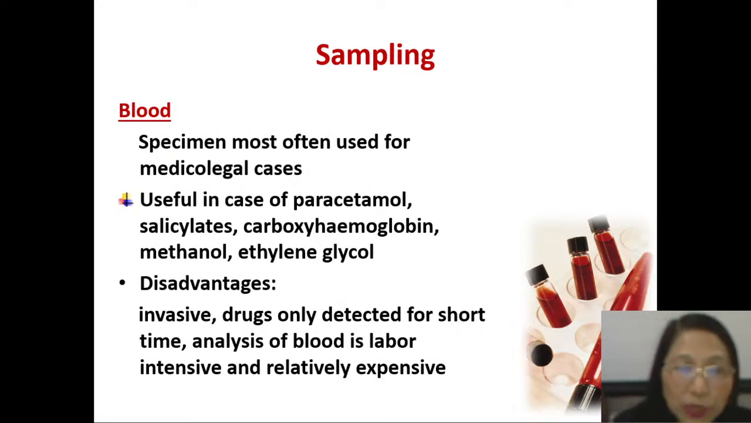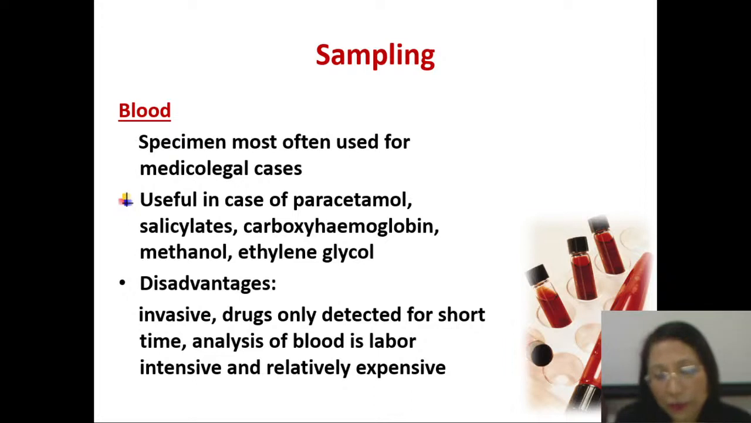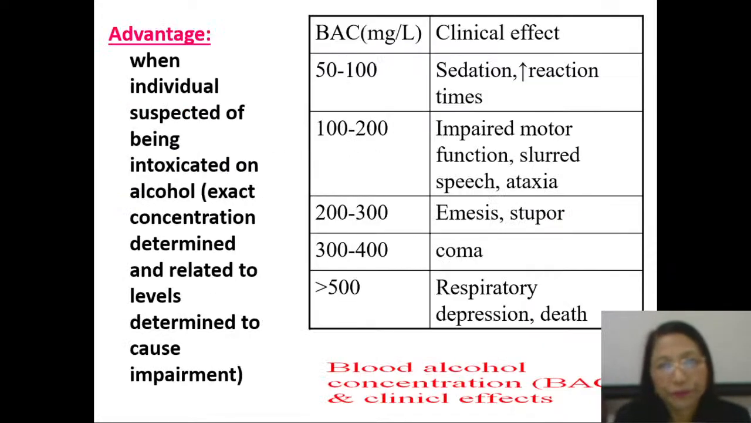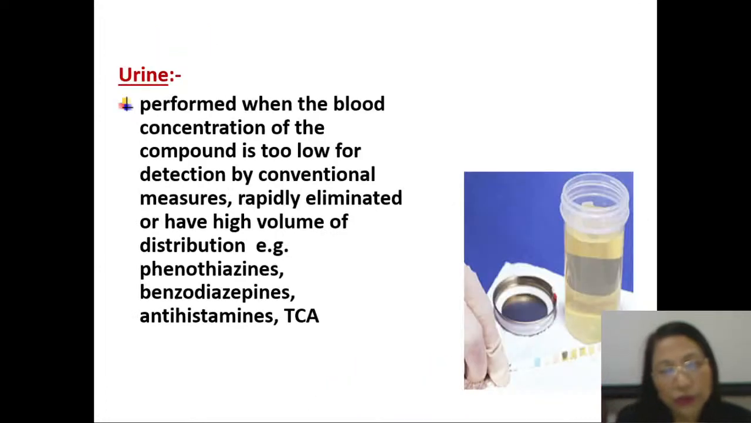The disadvantage with blood sampling is that it is invasive, drugs are only detected for a short time, and analysis of blood is labor intensive and relatively expensive. So you have to have machinery, you have to have the kits and everything. So it is relatively expensive. Sometimes, in a patient of alcohol intoxication, we do the blood alcohol concentration and then we see the patient. This is beyond the scope of your class.